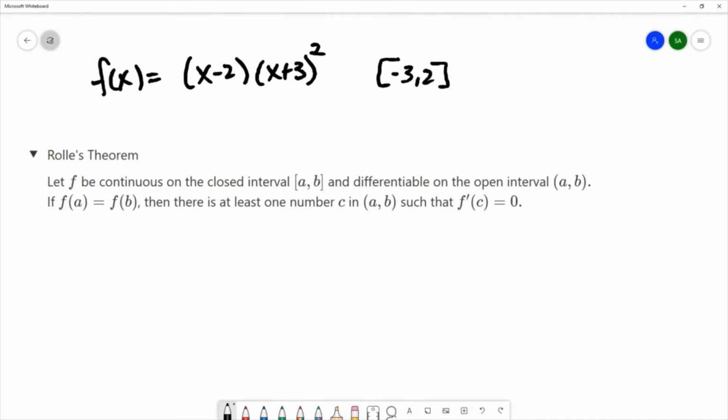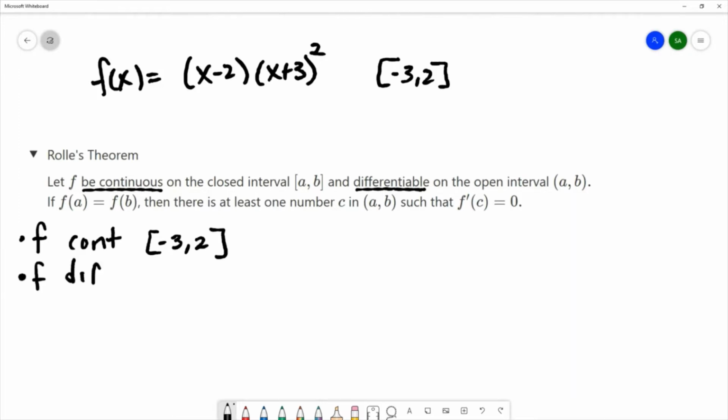So the first condition is that we need our function to be continuous. Our function is (x minus 2) times (x plus 3) squared. This is a polynomial function and it is continuous on all real numbers, so it is also continuous on this interval from -3 to 2. The next condition is that our function needs to be differentiable on the open interval. Since this is a polynomial function, it will be differentiable. It is differentiable over all real numbers, but for our purposes on the interval from -3 to 2.